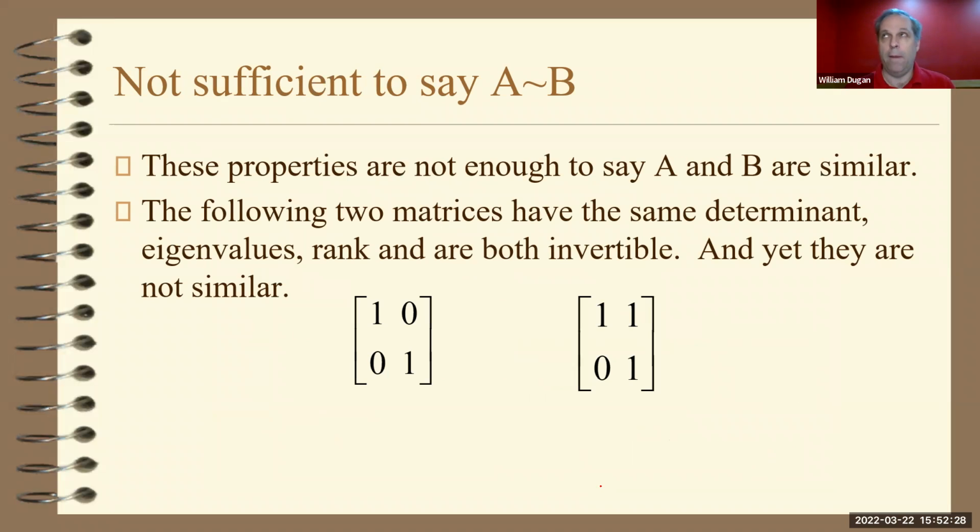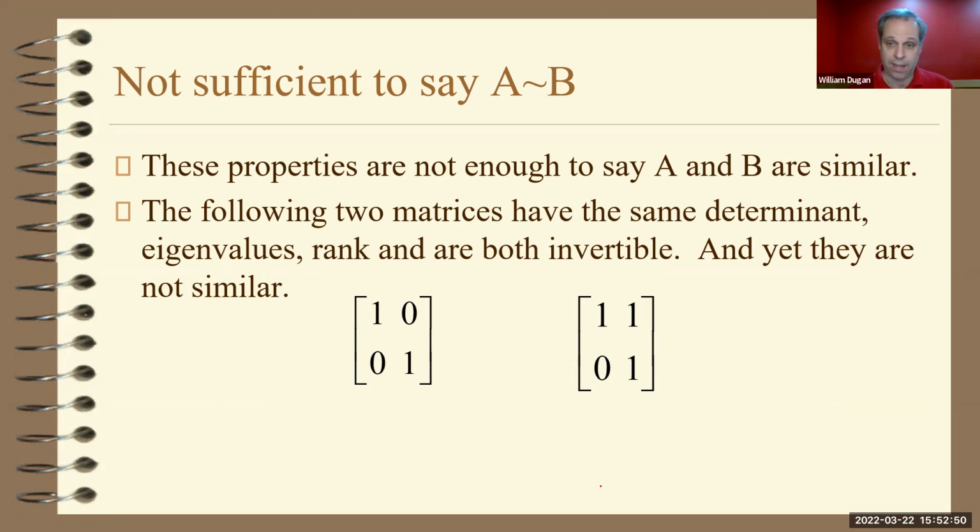But you have to pay attention to the order of this theorem. It says if they're similar, these are all true. It does not say if these are all true, the matrices are similar. And in fact, you can find really simple examples of matrices that have the first 6 properties, and yet the matrices are not similar. Here's one that has a whole bunch of things that are true.